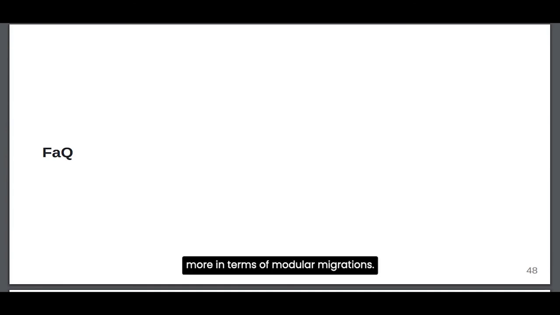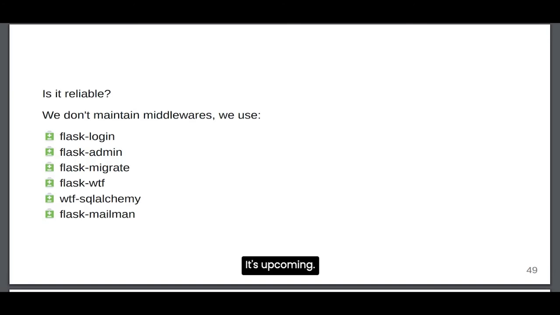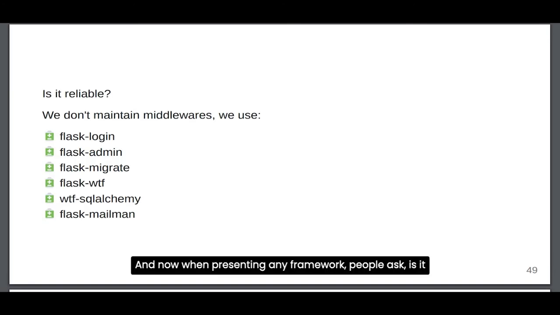And I can say that if you use Alembic, if you have Alembic core, maybe we could do much more in terms of modular migrations. That is on our roadmap, that is on our test list. And we're making sure to actually include it. It's upcoming. And now, when presenting any framework, people ask, is it reliable?